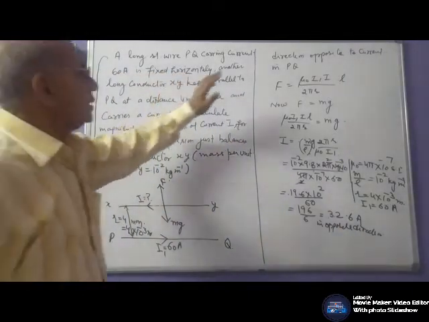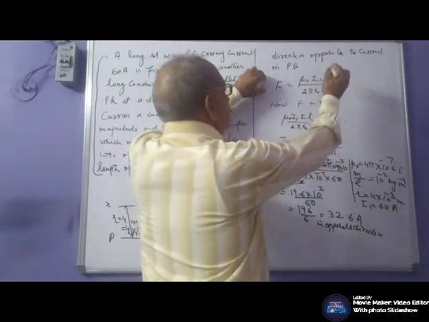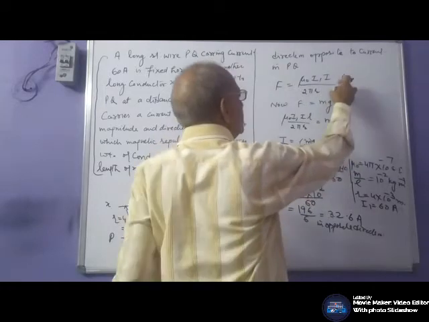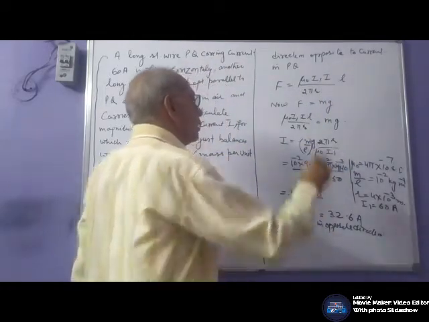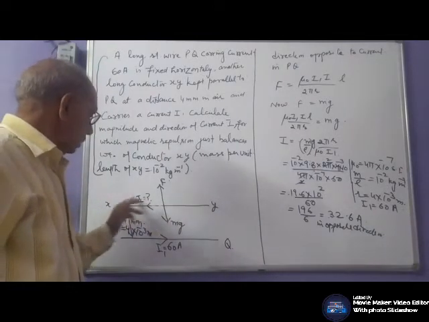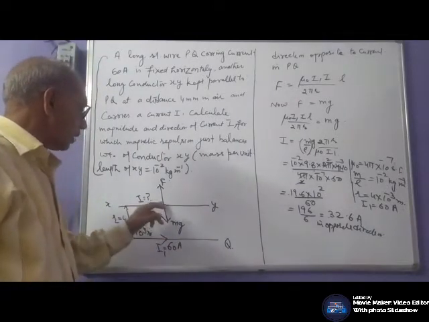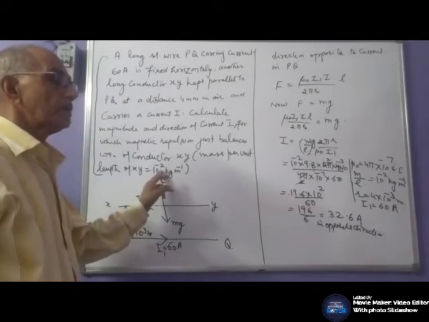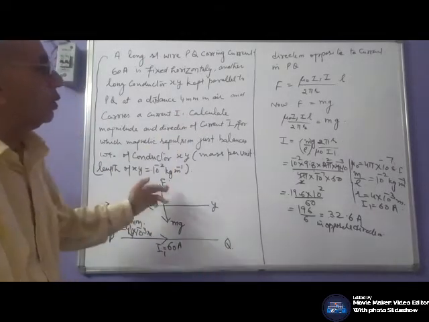So what we did, this is force per unit length, this one, and this is force on length. And what is given? It is just balanced, then the weight will be equal to force on this wire, equal and opposite, so it won't fall.